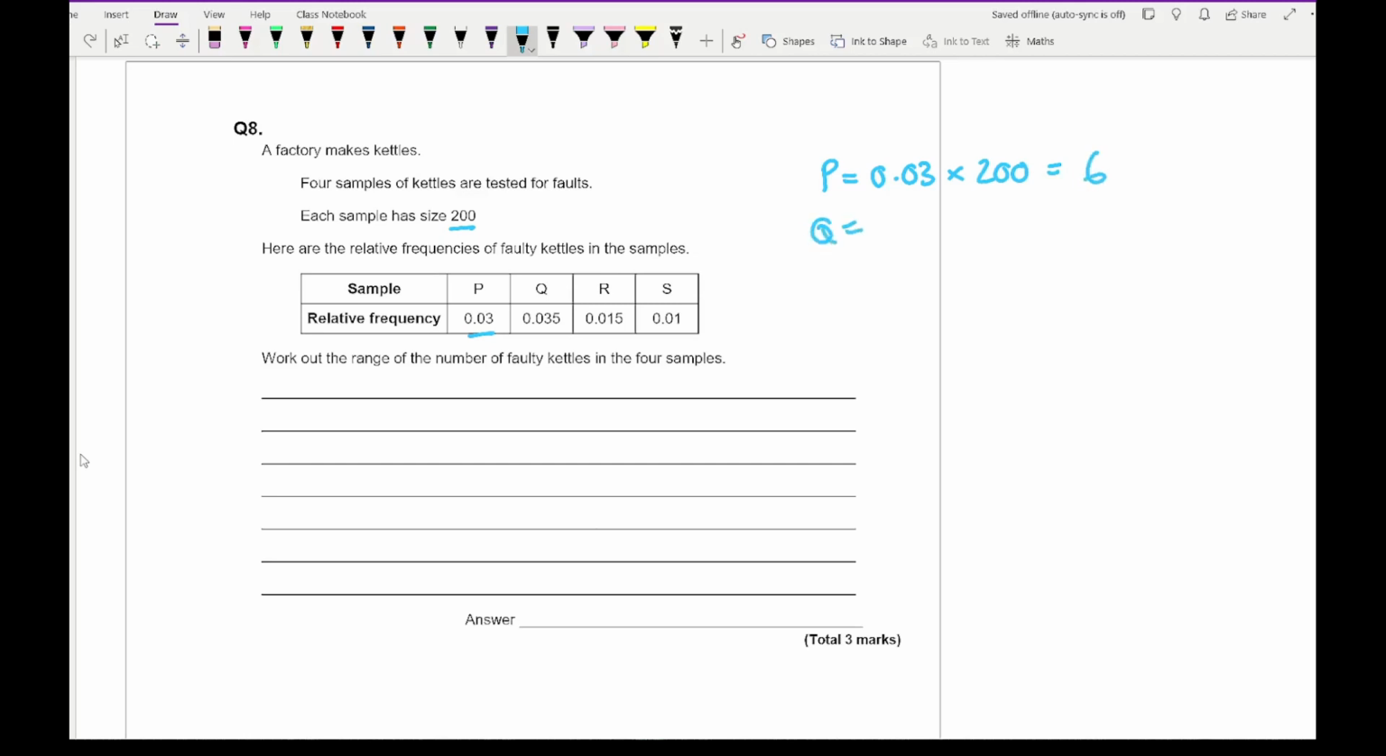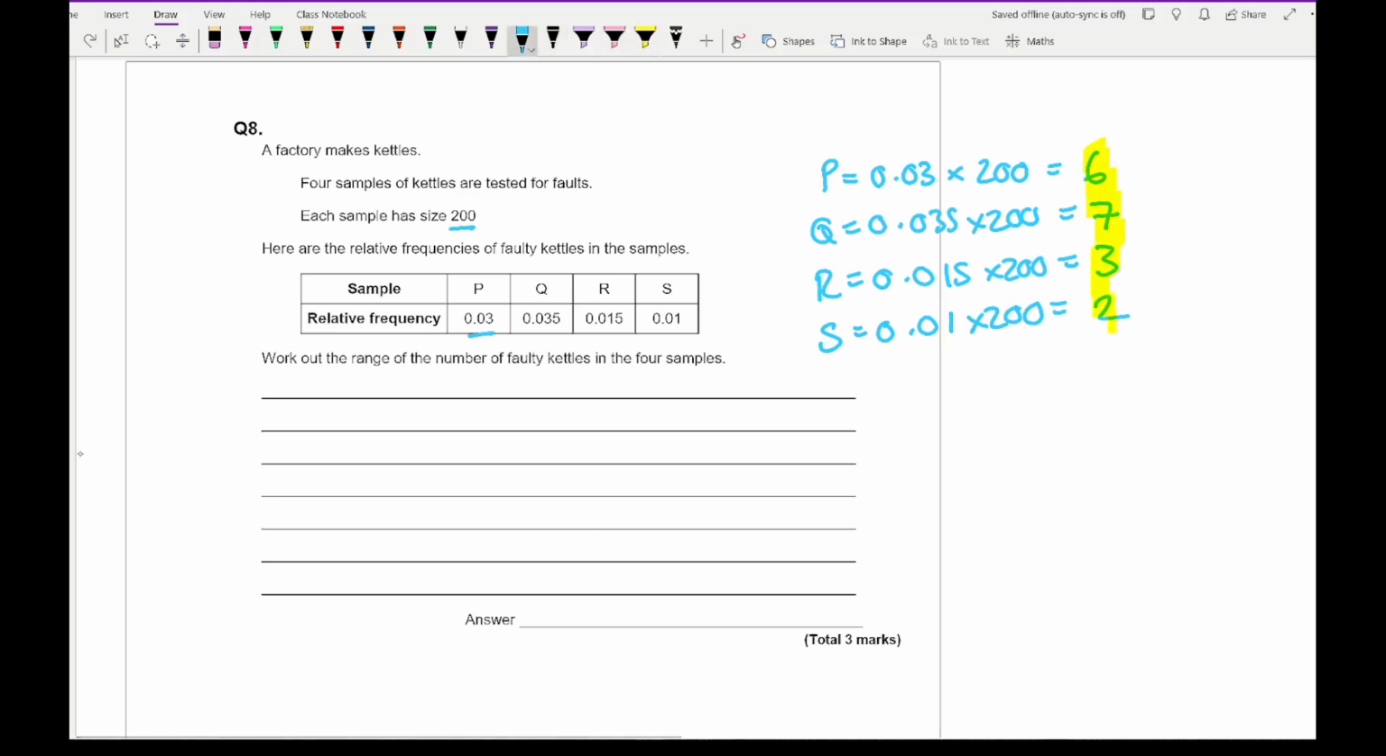So then for Q, it's going to be 0.035. I don't know what number that is, so let me just write that a little bit neater. 0.035 times 200 gives me an answer of 7. Then for R, 0.015 times 200 equals 3. And then S is going to be 0.01 times 200, which is 2. So then what I need to do is work out the range of these numbers here.